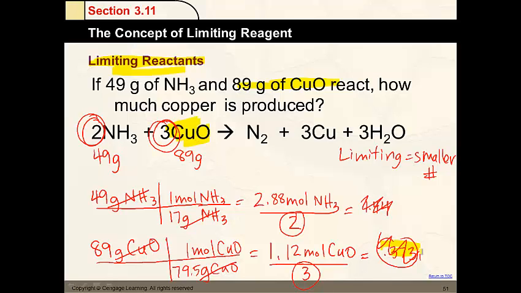Don't use those numbers that I just crossed out. Don't use those for anything else. It's just a tool to help you figure out which one of these is going to run out first. Alright, don't tell anyone I told you the cheater method. I might get in trouble for that one.